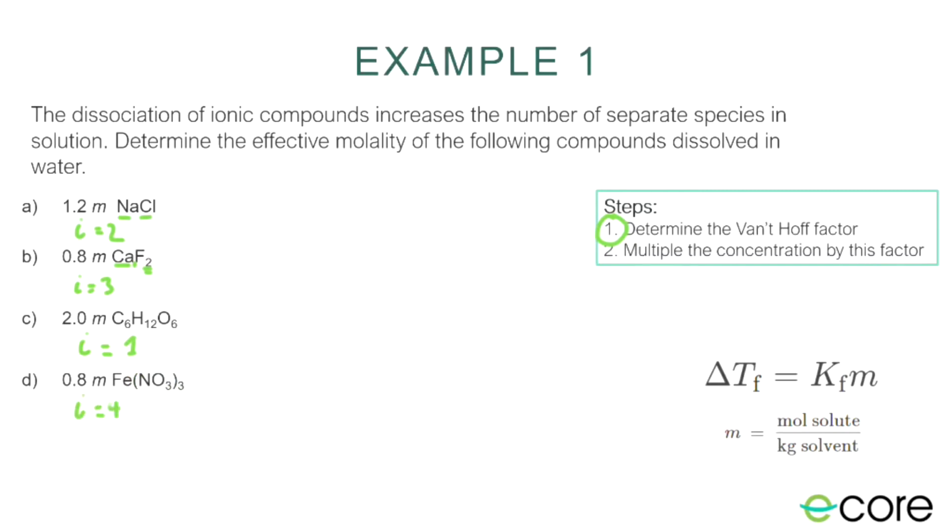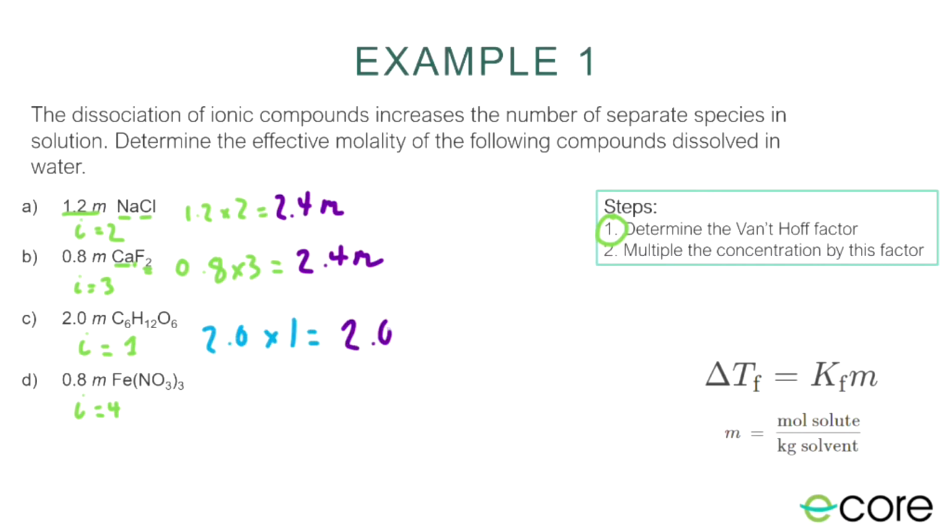and that means our i is 4. So now what I can do is calculate the new concentration by simply multiplying the concentration given by how many things it falls apart into. So here I'm going to do 1.2 times 2, and I'm going to get 2.4 for my new molality. Okay, and now for calcium fluoride, I'm going to do 0.8 times 3, and I'm going to get 2.4. So there's a tie between those two. And then I'm going to look at sugar, and I'm going to multiply my 2.0 molality times 1. And that will give me 2.0 molality.